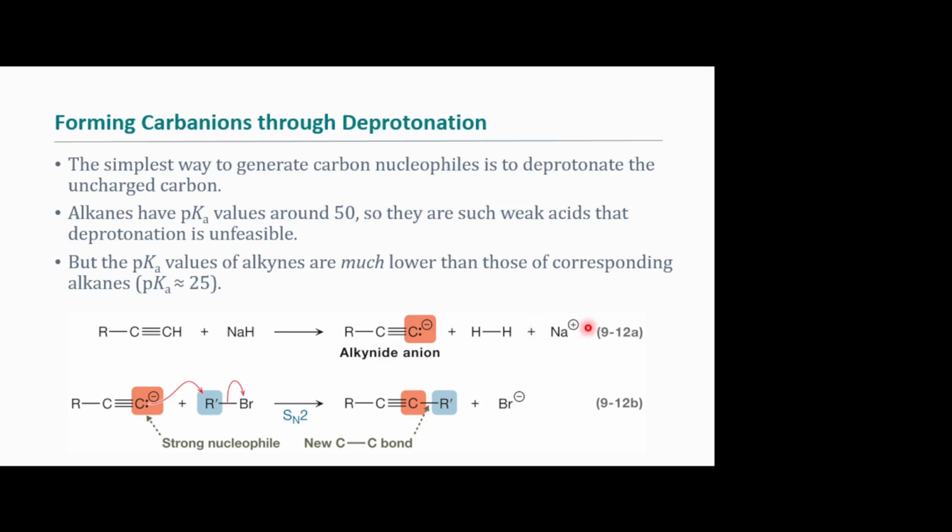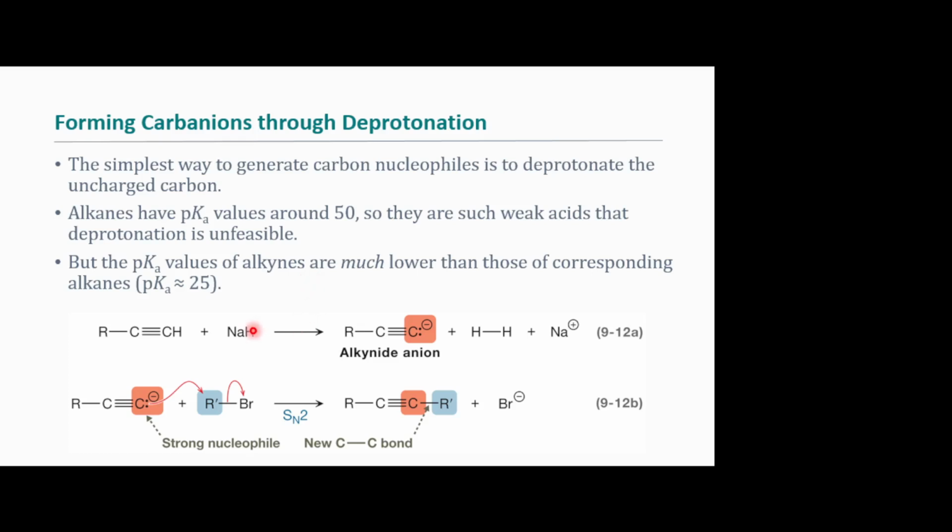Simplest way to generate carbon nucleophiles is actually to deprotonate an uncharged system. So this is a pretty common way to make a nucleophile out of a carbon system. Alkanes have a pKa value around 50. So they're such weak acids that deprotonation is typically unfeasible for an alkane. The pKa value for alkynes is about 25, approximately. And so that's much lower than your alkanes. And so they're the much more common version of these.